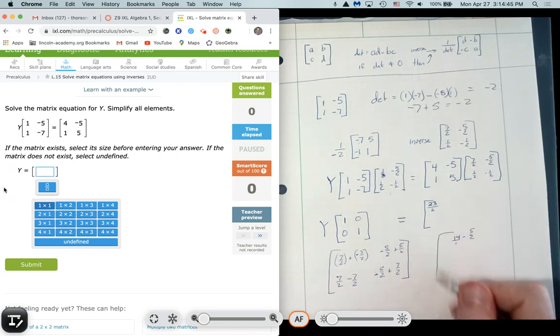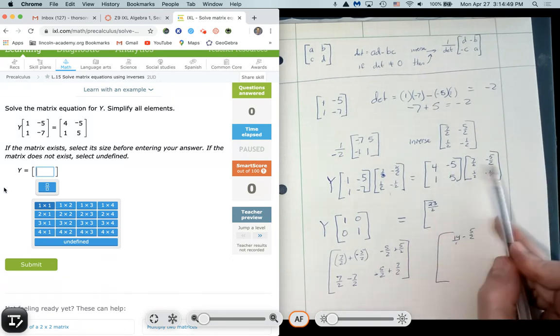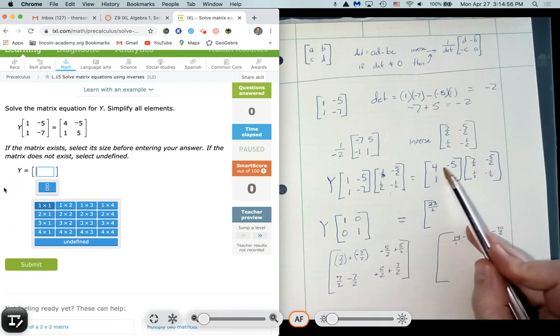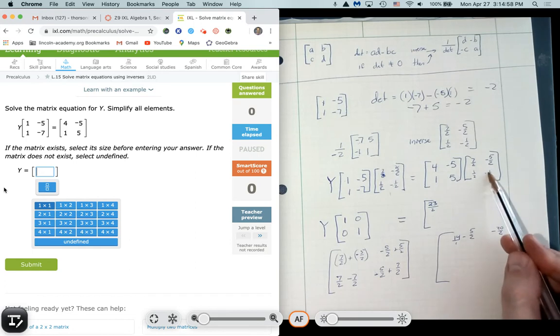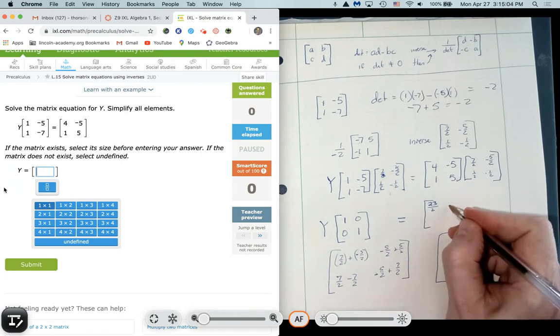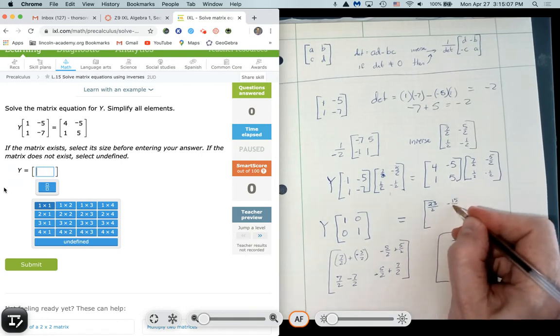Now I'm going to do the first row times the second column. 4 times negative 5 halves is going to be a negative 20 halves. Negative 5 times negative 1 half is going to be a positive 5 halves. So when I add, I get a negative 15 halves.